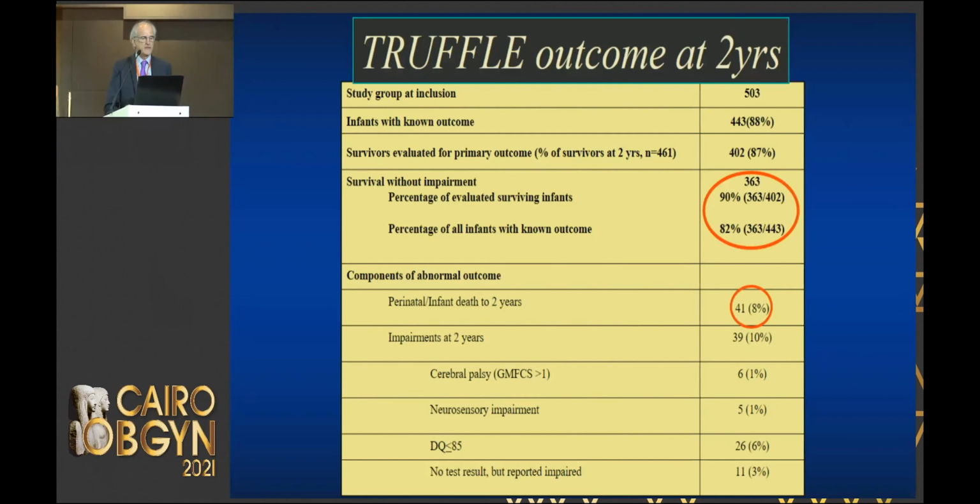Now, if you look at the percentage of evaluated surviving fetuses, so this was the Bayley score at the age of 2 years, 90% was normal. This was much higher than in any previous observational study at that early gestational age. And if you look at the percentage of all infants with known outcome, of course, this includes all the pregnancies which ended in mortality, it was 82%. The cerebral palsy rate, only 1%, was much lower than in all the previous observational studies.